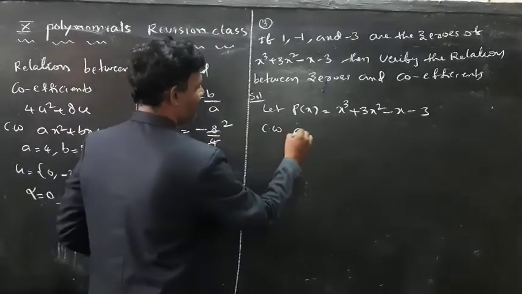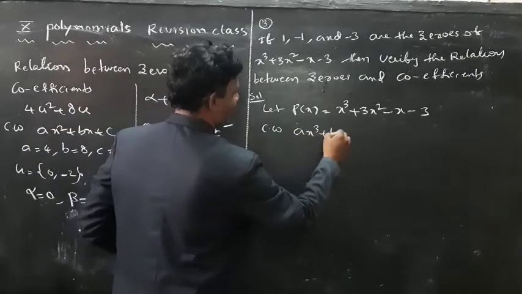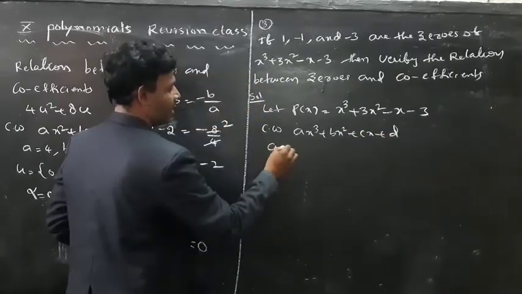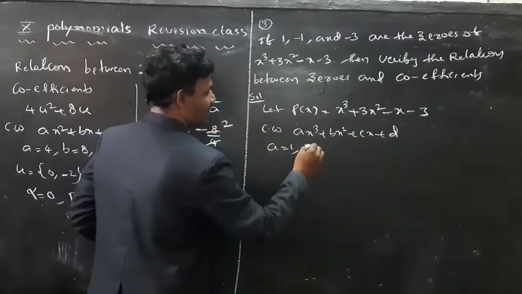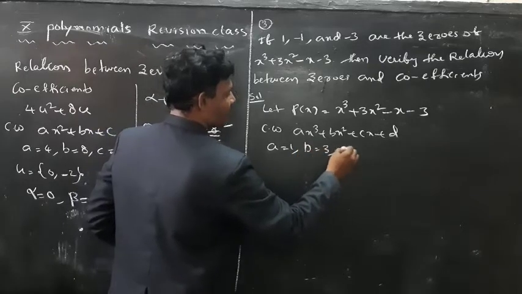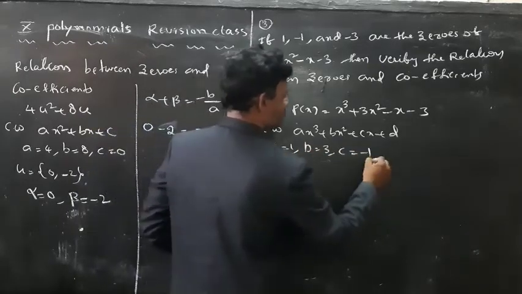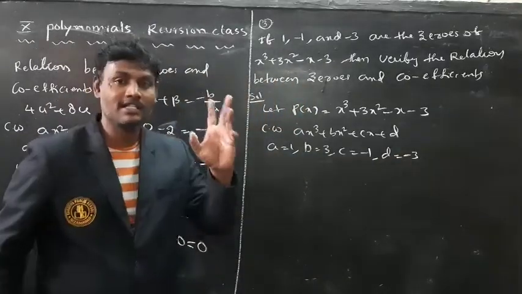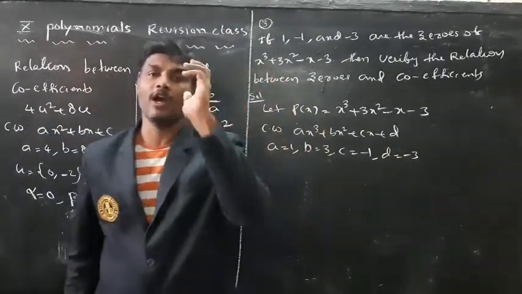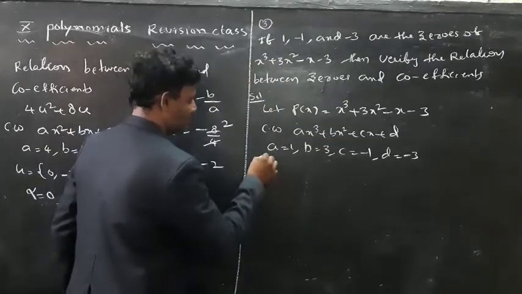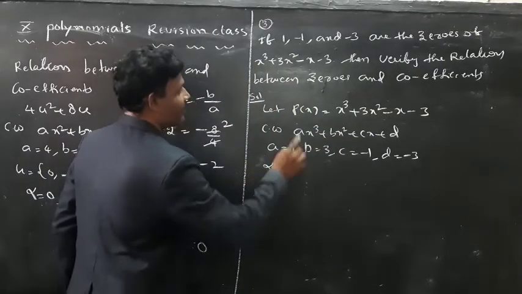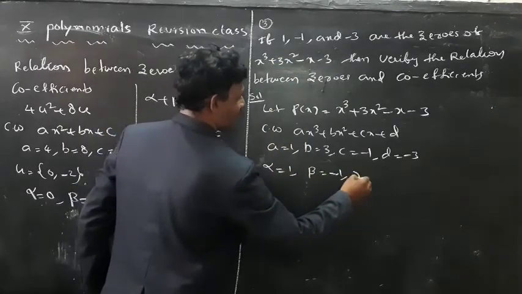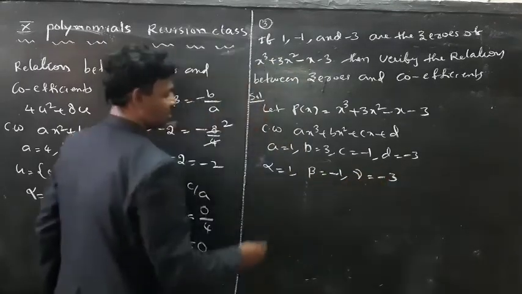First comparing with ax cube plus bx square plus cx plus d. What is a? a is equal to 1. Similarly, b is equal to 3, c is equal to minus 1 and d is equal to minus 3. I am taking that the zeros are alpha and beta and gamma. So alpha is equal to 1, beta is equal to minus 1, gamma is equal to minus 3.